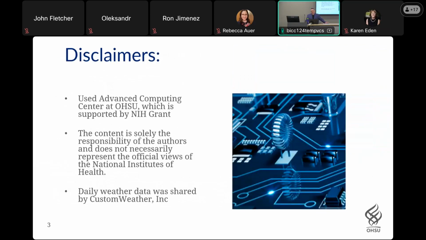A couple of disclaimers. During my research, I've been using Advanced Computing Center at OHSU, which is on NIH grant. And also daily weather data was provided by a private entity.